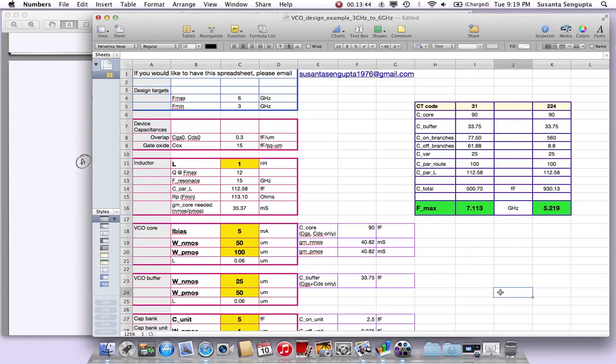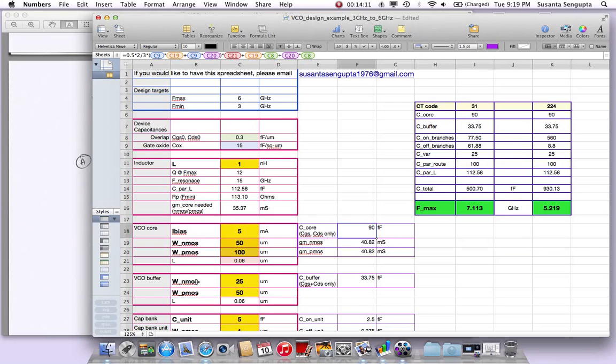So that way the formulas come in here, and if you change your W's without changing L, if you change your core size, your GM will change automatically. This capacitance will also change, and that is actually used in the calculations later, which we'll go through. So hopefully this is clear how the VCO core is set up to calculate the effective GM roughly, and the parasitic capacitances. Same thing with the buffer.